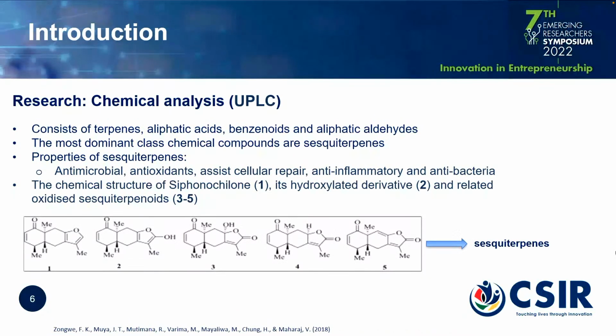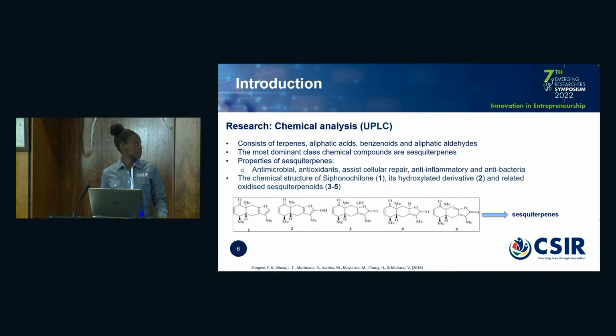Through chemical analysis research done on the African ginger rhizomes using ultra-performance liquid chromatography, UPLC, it was found that African ginger rhizomes consist mainly of terpenes, aliphatic acids, benzenoids, and aliphatic aldehydes. The most dominant class of these compounds are the sesquiterpenes. The properties of sesquiterpenes are antimicrobial, antioxidant, cellular repair, anti-inflammatory, and antibacterial.